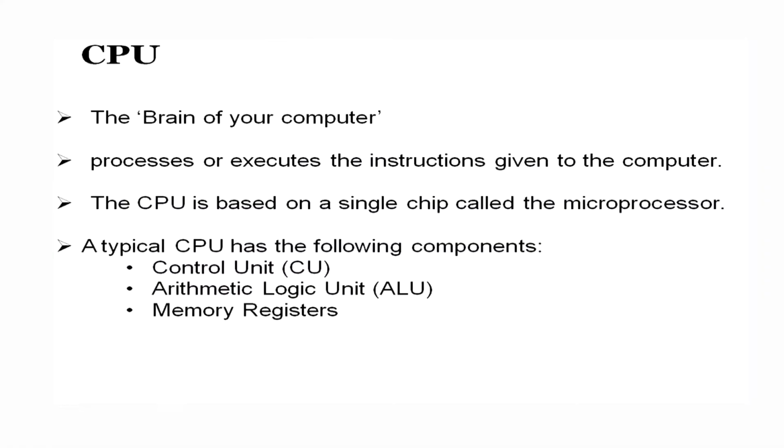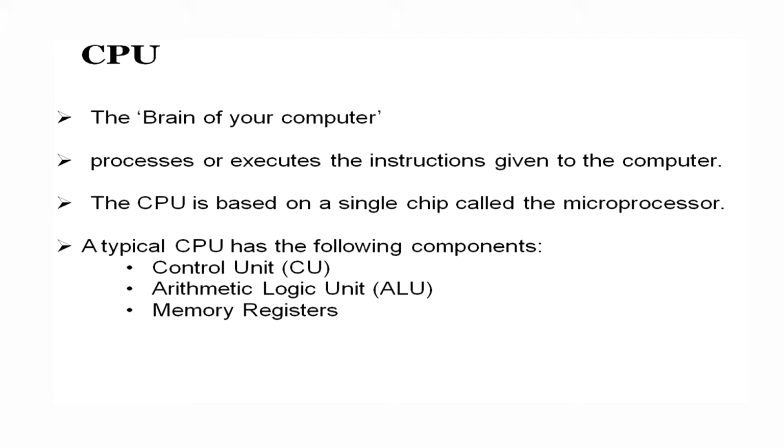So, having covered input devices, you are now well aware of how data can be accepted from the user. After accepting data, the next step is the processing of the data. And to process the data, we have the central processing unit or the CPU. CPU is very commonly referred to as the brain of your computer. It processes or executes the instructions given to the computer.